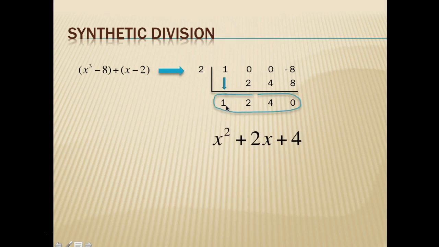Okay. So we have our 2 on the outside, and we have our x to the third, 0x squared, 0x minus 8. First, bring down, then multiply, add, then multiply 2 times 2, 4, add, then multiply 4 times 2, 8, then add. Remember, remainder, constant, x squared term, and there's our answer.